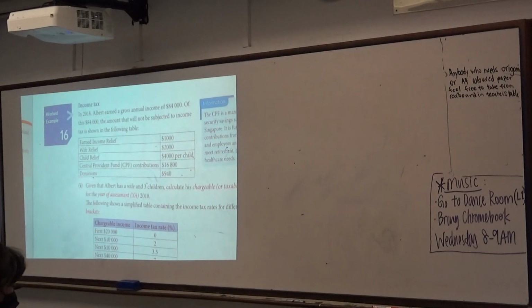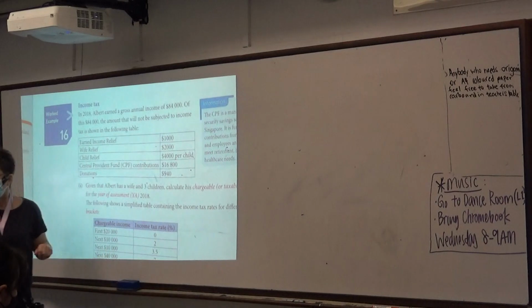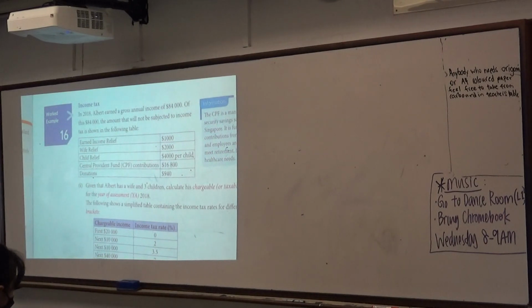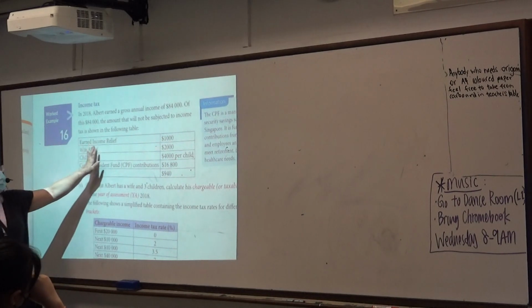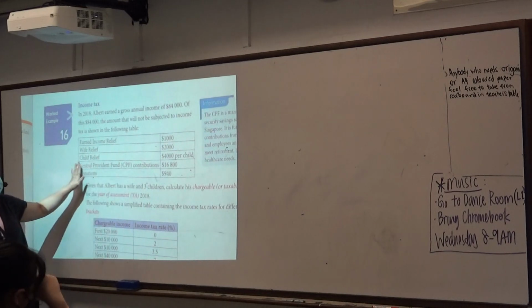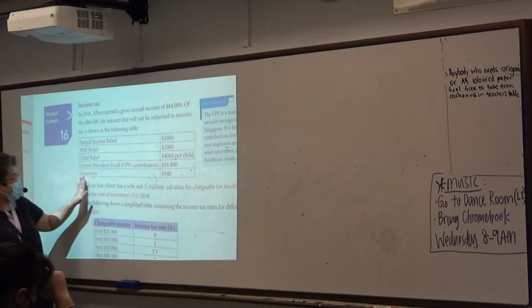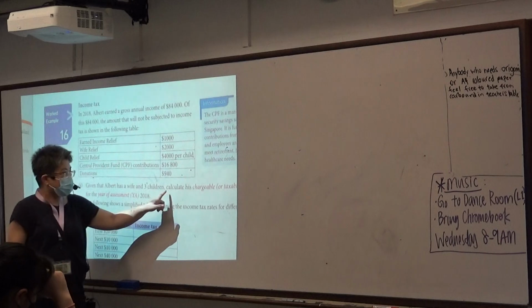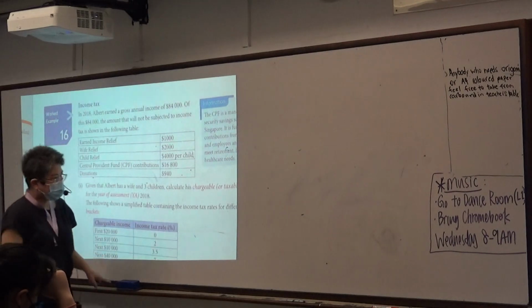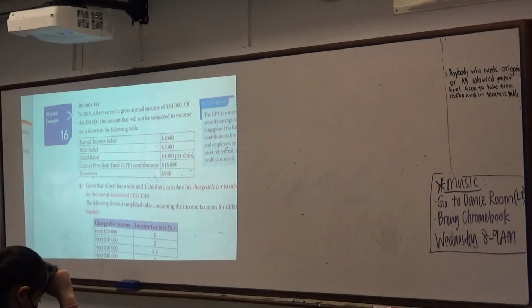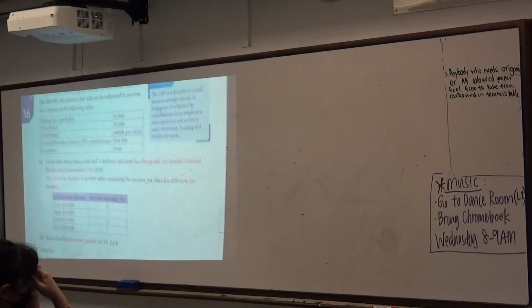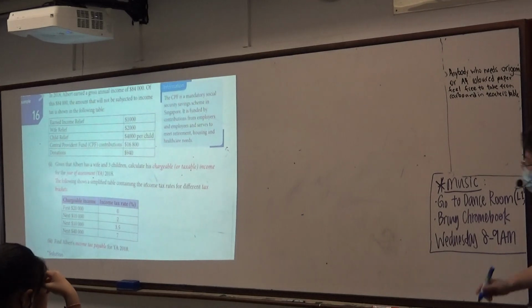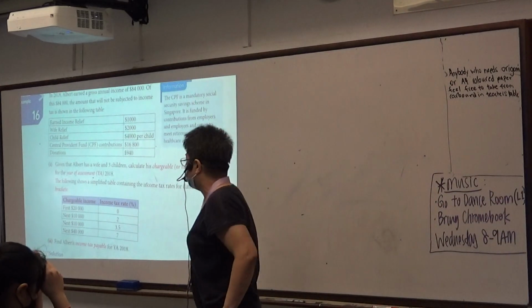In 2018, Albert earned a gross annual income of 84,000. Gross, don't forget. Of this 84,000, the amount that will not be subjected to income tax is shown below. Earned income 1,000, wife relief, child relief, central CPF, and then donations. Given that Albert has a wife and 3 children, calculate his chargeable or taxable income for the year.